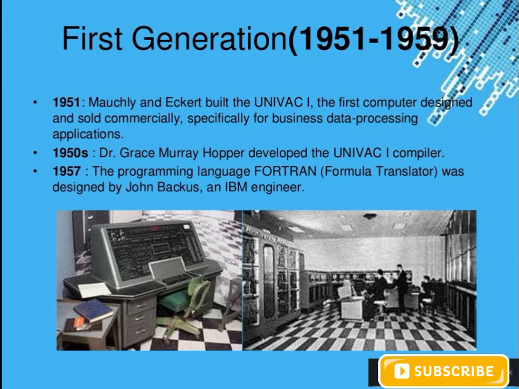Now let's talk about the generations. As we all know, there are 5 generations of computer which start from 1951. The first generation starts from 1951 to 1959. In 1951, Mauchly and Eckert built the UNIVAC I, the first computer designed and sold commercially specifically for business data processing applications.